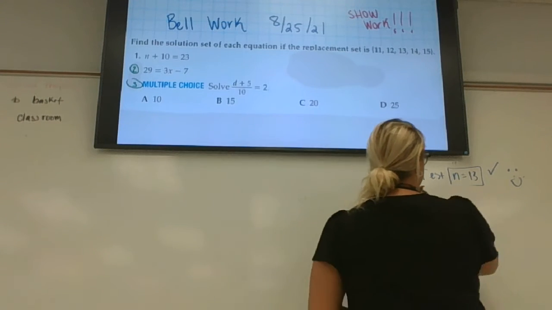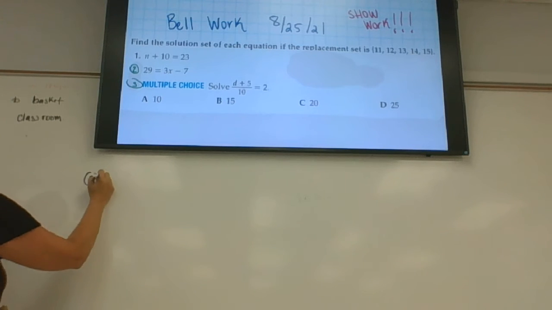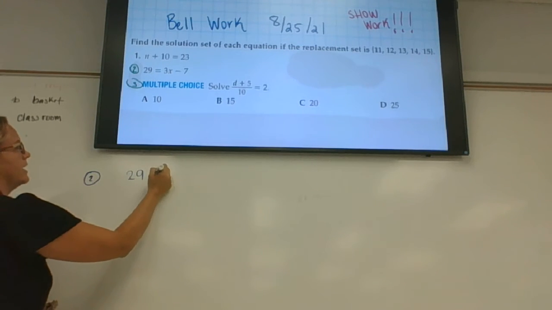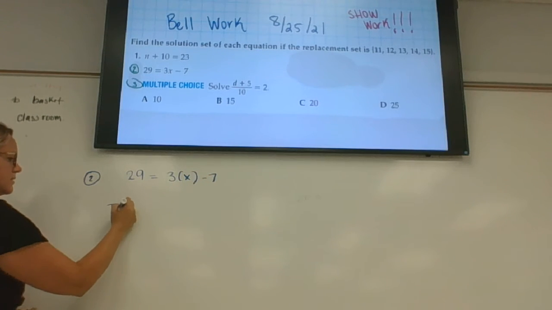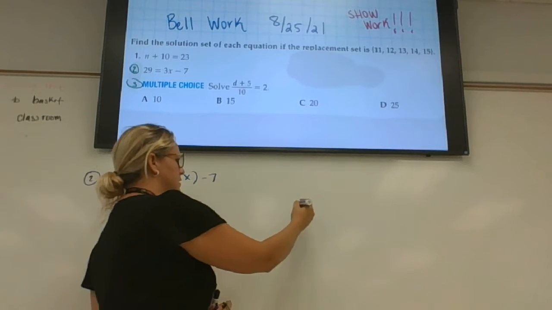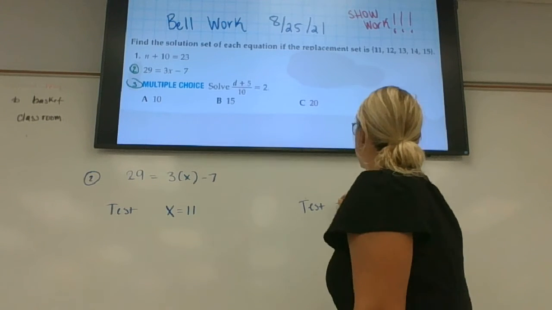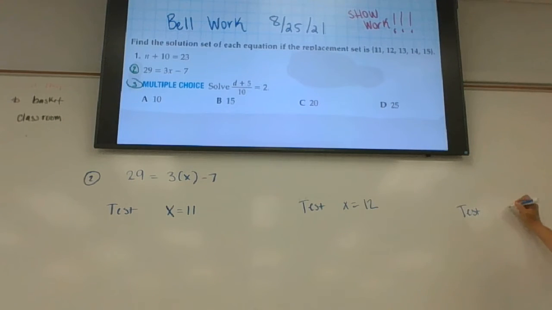All right, number two, let's test out some numbers. Our equation is 3 times x minus 7. I'm going to test x equals 11. I'm going to test x equals 12. I'm going to test x equals 13. Is the answer up here?